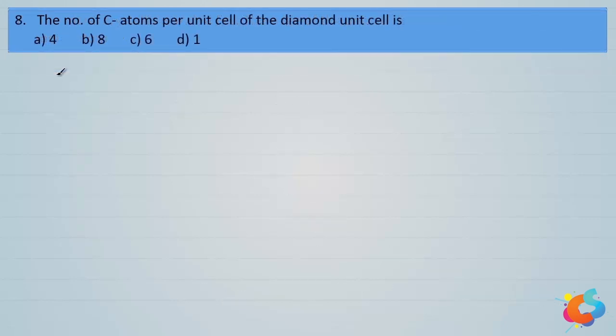The question is, the number of carbon atoms per unit cell of the diamond unit cell is, the given options are option A 4, option B 8, option C 6, and option D 1.